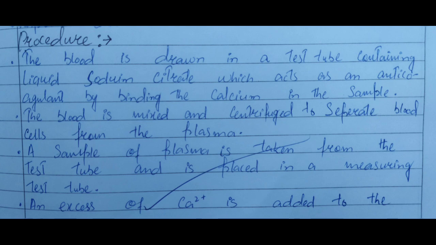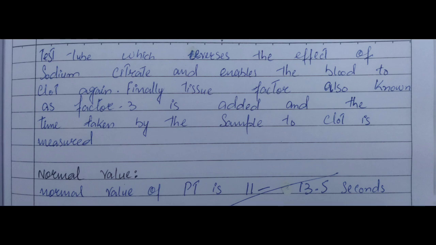The blood is drawn in a test tube containing liquid sodium citrate, which acts as an anticoagulant by binding the calcium in the sample. The blood is mixed and centrifuged to separate blood cells from the plasma. A sample of plasma is taken from the test tube and is placed in a measuring test tube.